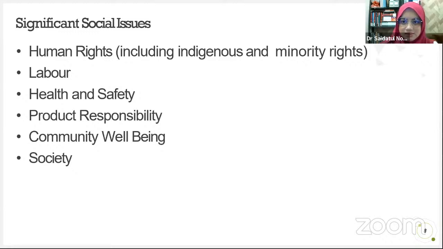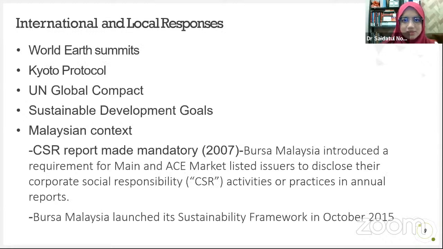Okay, so what did international organizations and local responses do about this? So we've got the World Earth Summit, Kyoto Protocol, Paris Agreement, UN Global Compact, Sustainable Development Goals. I think this is 2017, the SDGs, right? All the 17 goals. And then from the Malaysian context, because I'm from Malaysia, Malaysia made a CSR report mandatory for companies in the Main and ACE Market as a listing requirement to have a corporate sustainability report in 2007.